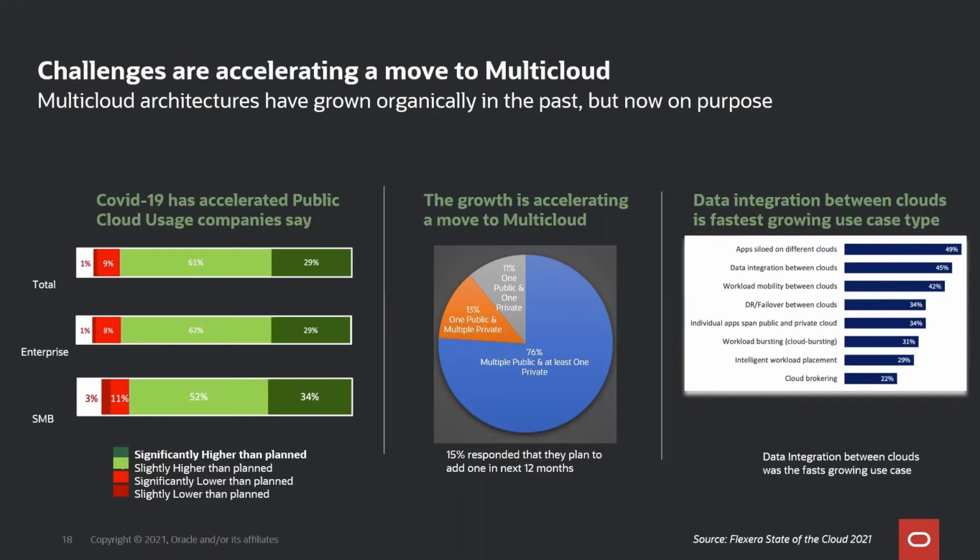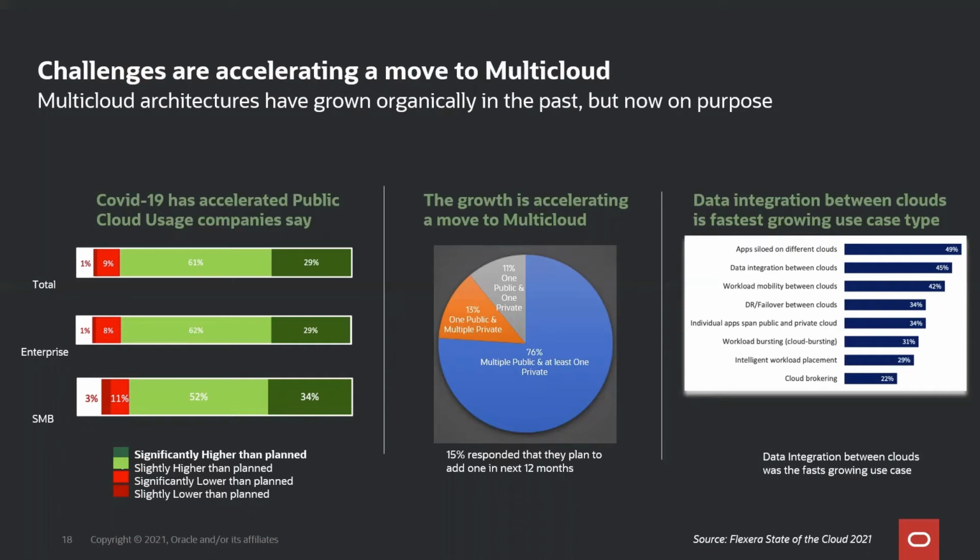The first, taken from the Flexera State of the Cloud report dated March of 2021, is that during COVID-19, companies responded that they were aggressively moving more of their workloads into the public cloud. Close to 30% of total respondents said they are significantly increasing their plans to move workloads into the public cloud, with about 60% saying they slightly increased it. Very few are decreasing their plans. So more and more companies are becoming comfortable accelerating their plans to move to the public cloud.